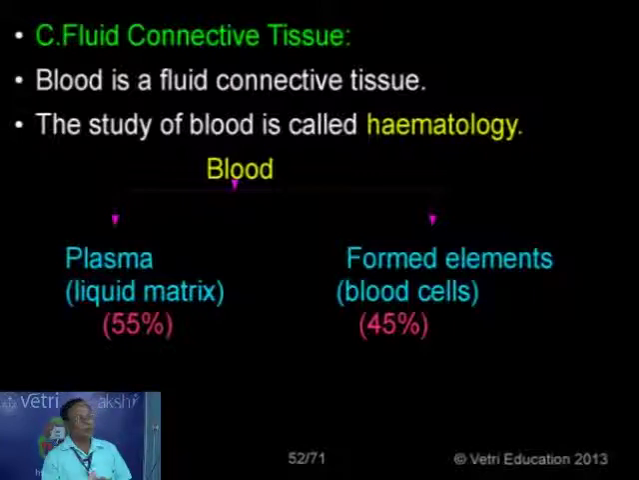So in a volume of blood, 55% of blood is constituted by plasma, the remaining 45% is constituted by the blood cells.